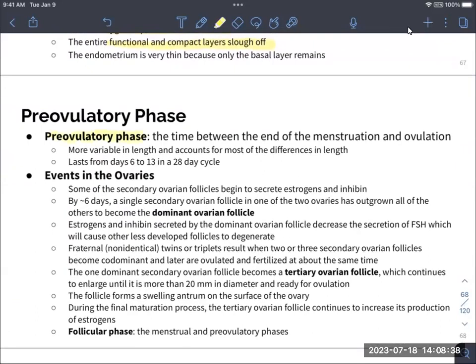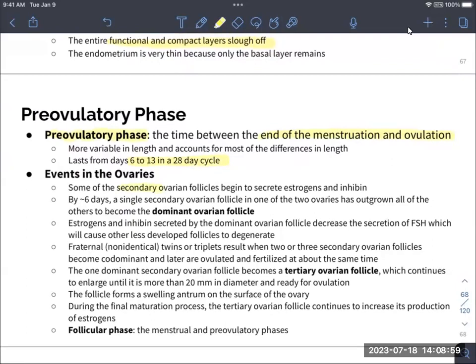Pre-ovulatory phase. So this is at the end of menstruation to the beginning of when ovulation occurs. It can last from 6 to 13 days in a 28-day cycle. It's pretty variable in length, honestly. So at the ovaries, this secondary ovarian follicle will start to secrete estrogens and inhibin. Around day 6, this secondary ovarian follicle in one of the two ovaries has outgrown every other one. It'll become that dominant ovarian follicle.